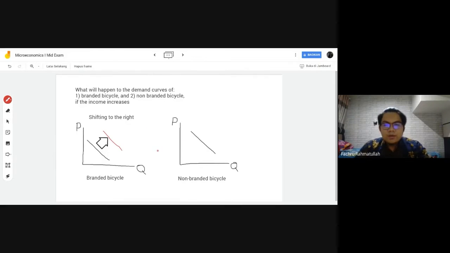Okay, but what happened to the non-branded bicycle? Because people's income increases, people don't need low quality anymore. This product quantity will be decreased. What happened to the curve? It will shift to the left because the quantity is decreasing. Shifting to the left. Okay, let's move to the C question.